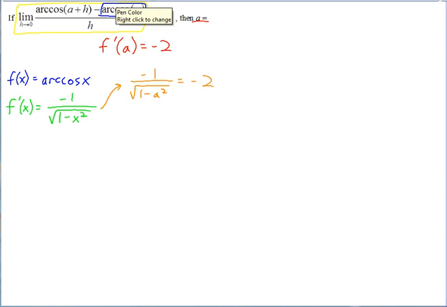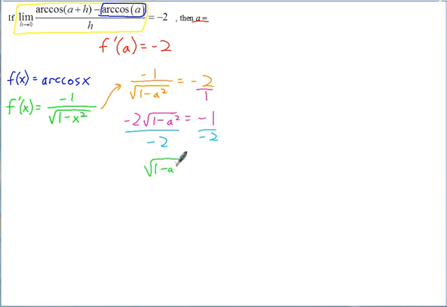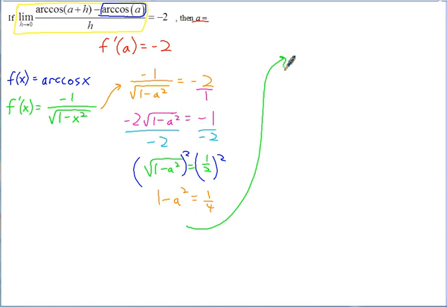And then you just have an algebra problem to solve for a at this point. So with this over 1, you can cross multiply. You get negative 2 square root of 1 minus a squared equals negative 1. Divided by negative 2, the square root of 1 minus a squared equals 1/2. And to get rid of the square root, square both sides. 1 minus a squared equals 1/4. Actually, I'm going to add the a squared over to this side and subtract the 1/4 from 1. That's 4/4 minus 1/4, which gives you 3/4.